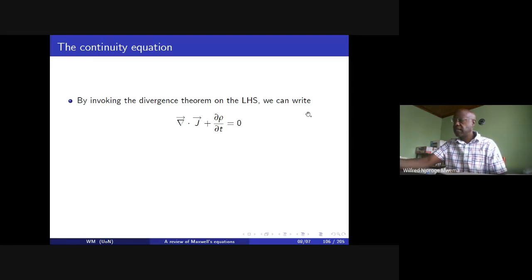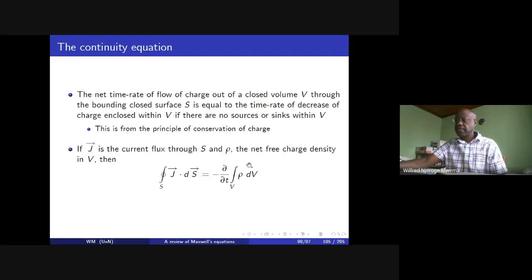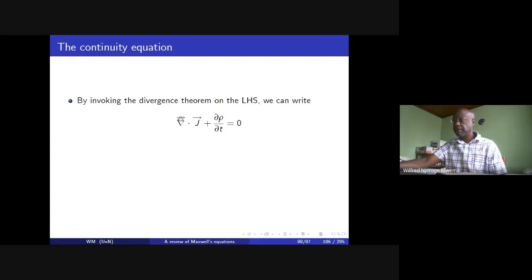We reduce this to the integral over the volume of the divergence of J, dV, equal to minus d/dt of the volume integral of rho dV, and we see that since V is arbitrary, so long as S is the boundary, then we can drop the integral signs and therefore get the point form in that form.